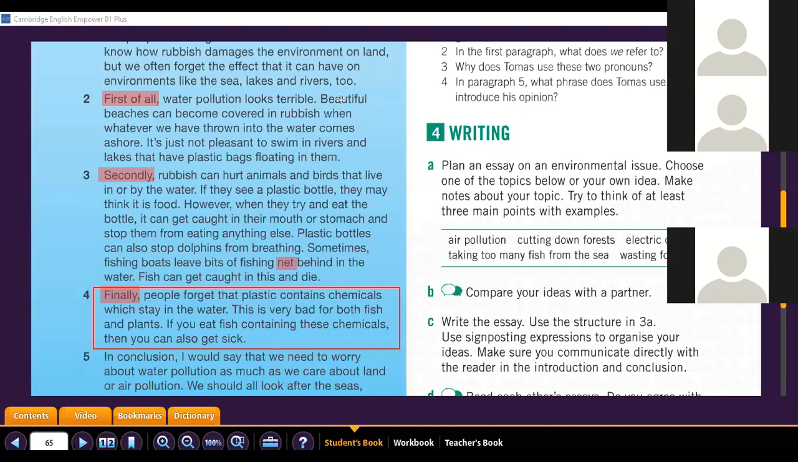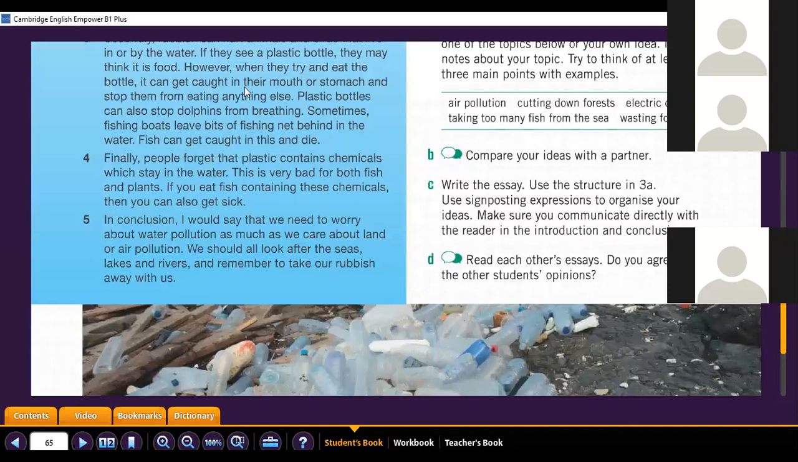Okay, so let's see the final. Vamos al último párrafo, que ya viene a ser la conclusión del trabajo. We have in conclusion. Marjorie, can you help me reading, please?